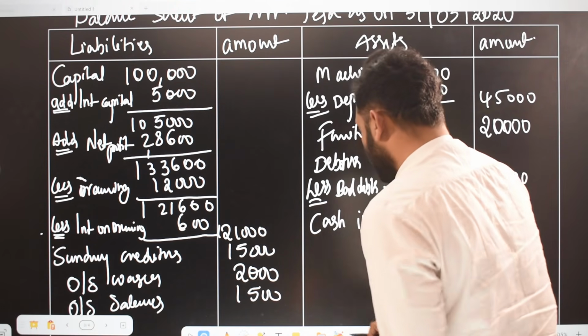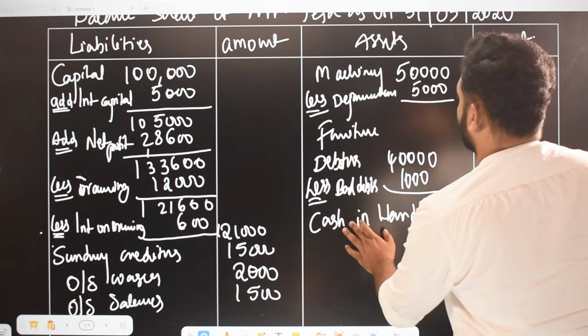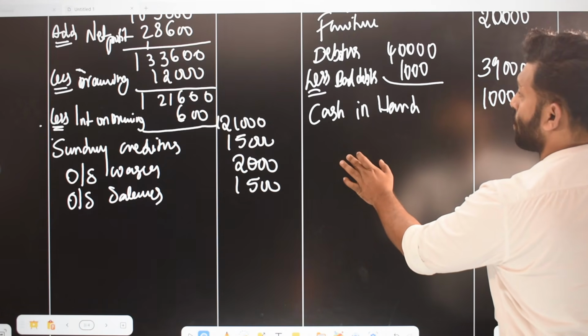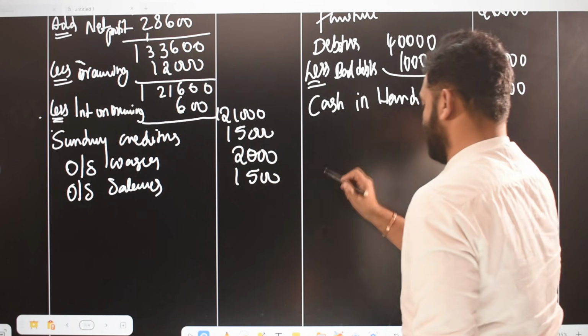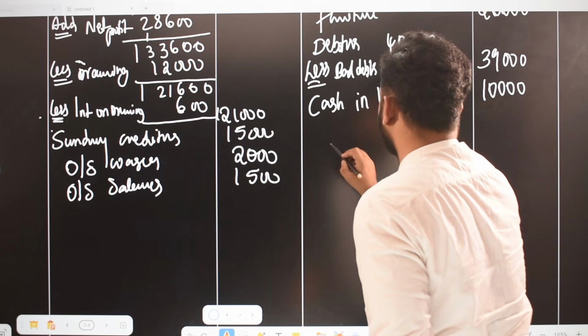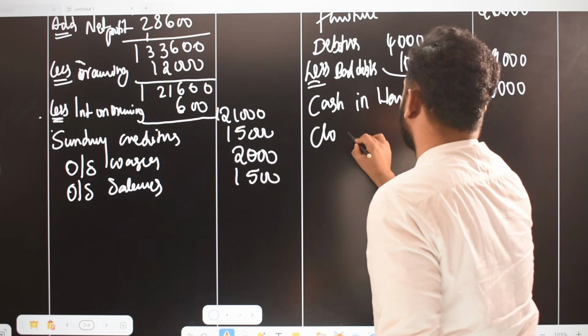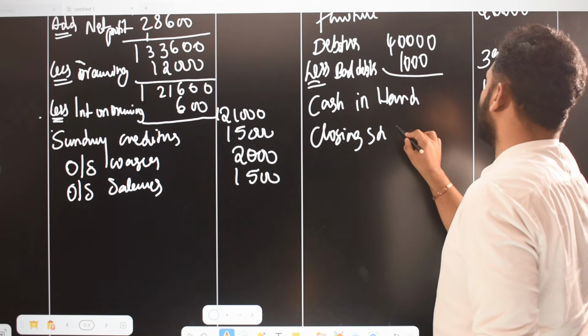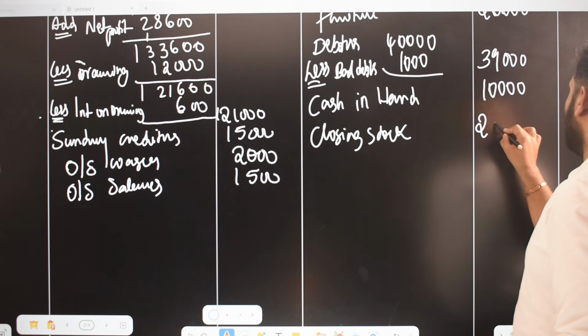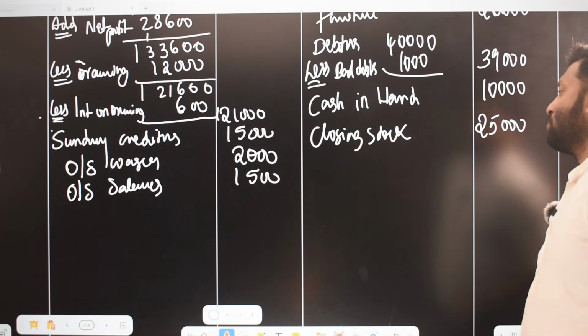Closing stock 25,000. What's the amount? Closing stock 25,000. Every adjustment comes two times.